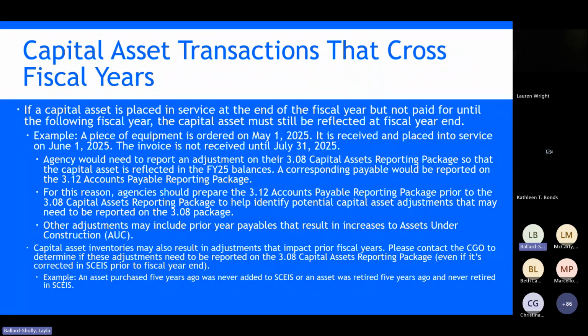We're talking about this a little bit, but transactions you have that cross fiscal years. You have a capital asset that you place in service, or like I said, ready and available to be placed in service at the end of the fiscal year or near the end of the fiscal year, but you aren't able to pay for it until the following fiscal year. We still need to reflect that capital asset as being ours at the end of the fiscal year. So as an example, you buy a piece of equipment, you order it May 1st, you receive it and start using it June 1st, but you don't get the invoice to actually pay it until July 31st.